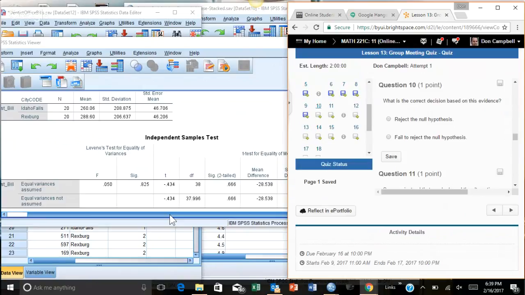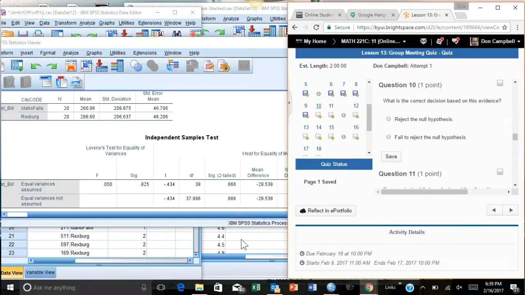Okay. So I know how you make the decision. I just don't know exactly how it works. Well, if the p-value is higher than alpha, or the level of significance, then we fail to reject the null. Yes, it is. So we fail.